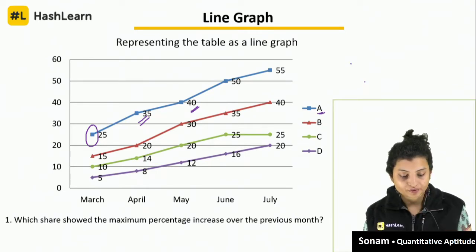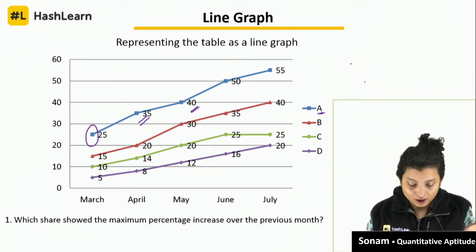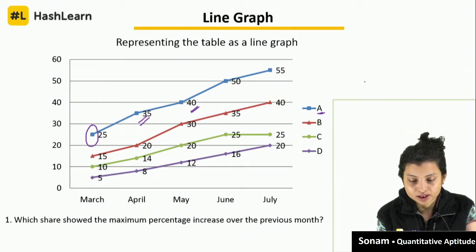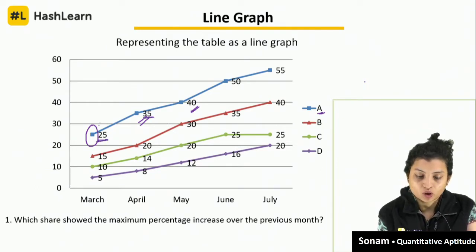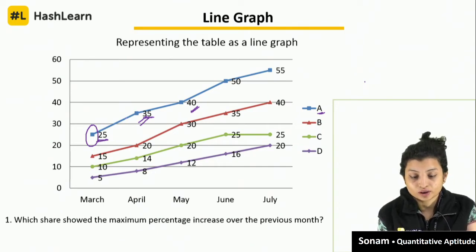Alright, so let's look at the first question. Question number 1. Which share shows the maximum percentage increase over the previous month? Okay, so let's do that first. We will try to do it for A first. So see, here it is 35 and here it is 25, correct? So how much is the increase? Increase is of 10. 10 upon 25.